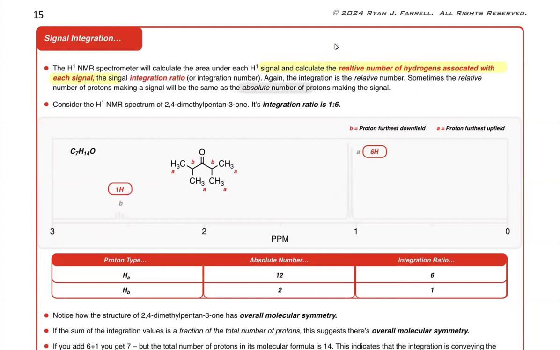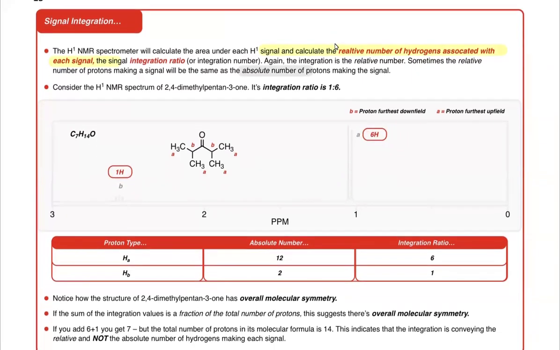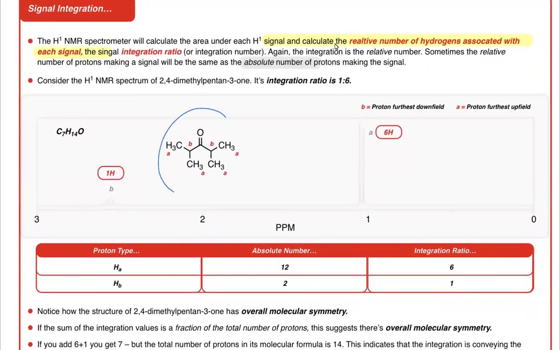So let's distinguish the relative, the integration, from the absolute. Looking at the structure, there's an overarching symmetry. And if you looked at all the protons of HA type, there's 12 of them. There's an absolute number of 12. For proton type B, there's 2 of them. That's the absolute number. Now, because of the overall symmetry in the molecule, the numbers 12 and 2 are both divisible by a common factor, aka the number 2. That gives us then a ratio. If we divide 12 by 2, we get 6. If we divide 2 by 2, we get 1. So the integration ratio for this molecule is 1 to 6.